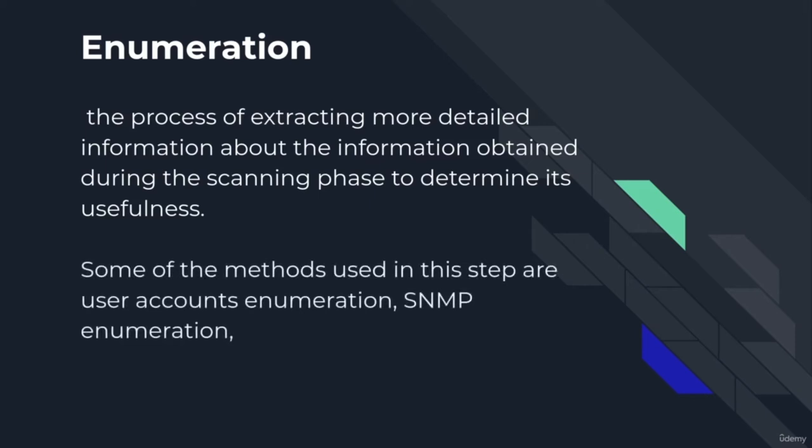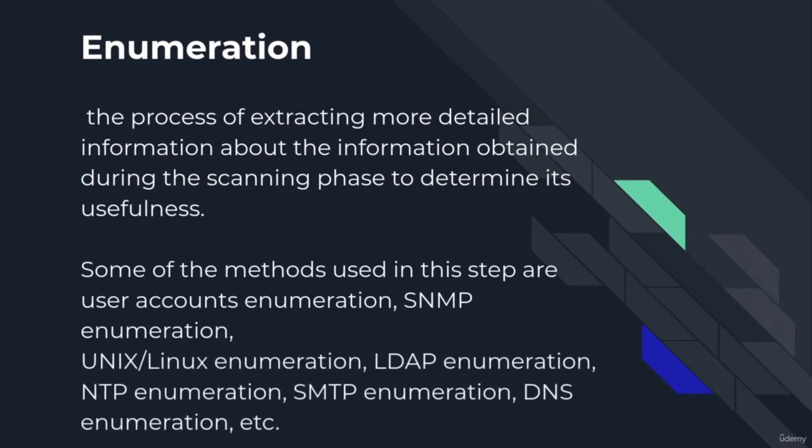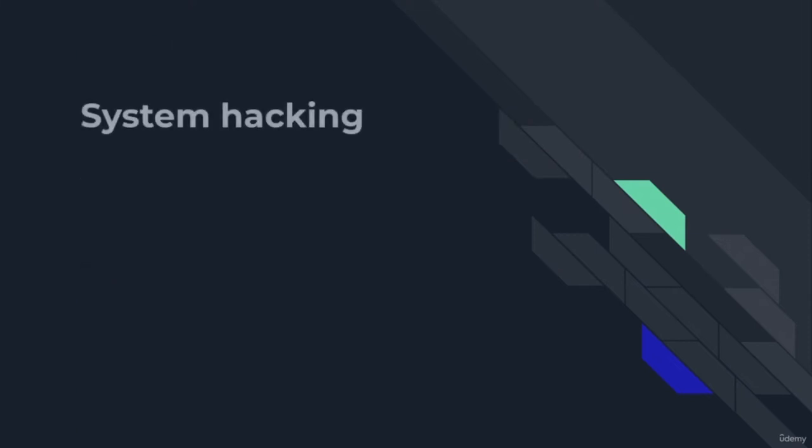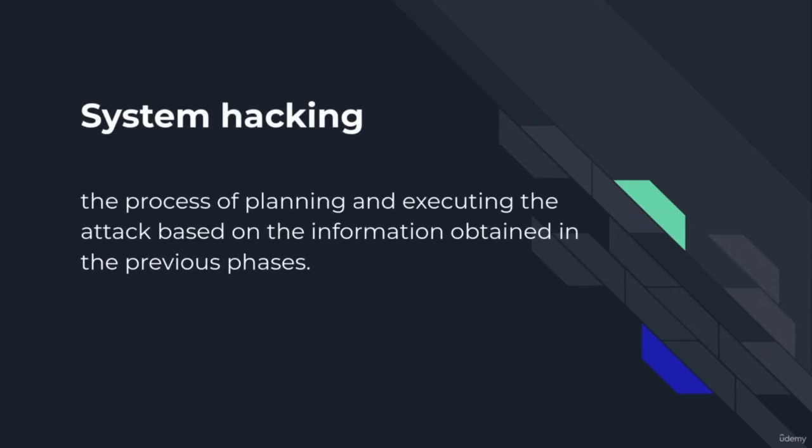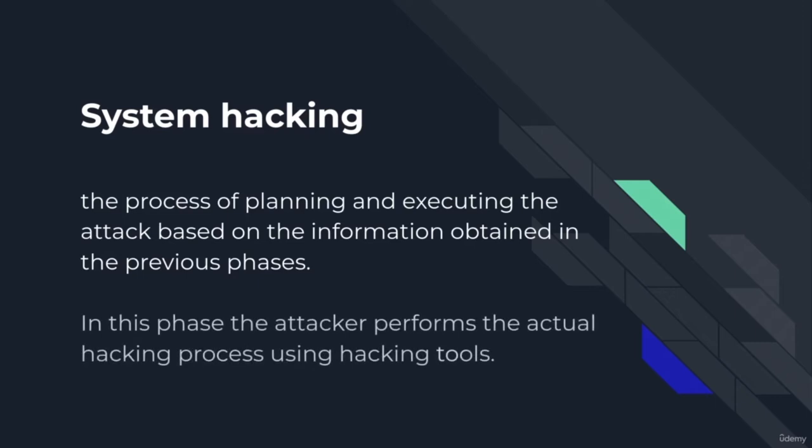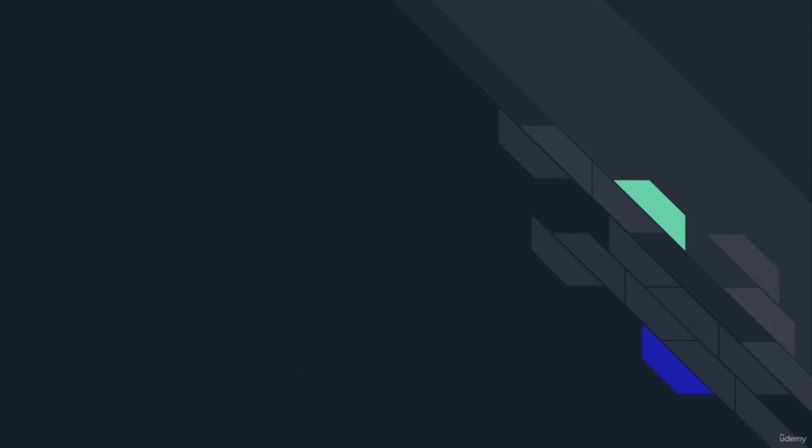Some of the methods used in this step are user accounts enumeration, SNMP enumeration, Unix-Linux enumeration, LDAP enumeration, NTP enumeration, SMTP enumeration, DNS enumeration, and so on, okay? Now, system hacking. It is the process of planning and executing the attack based on the information obtained in the previous phases. In this phase, the attacker performs the actual hacking process using hacking tools.